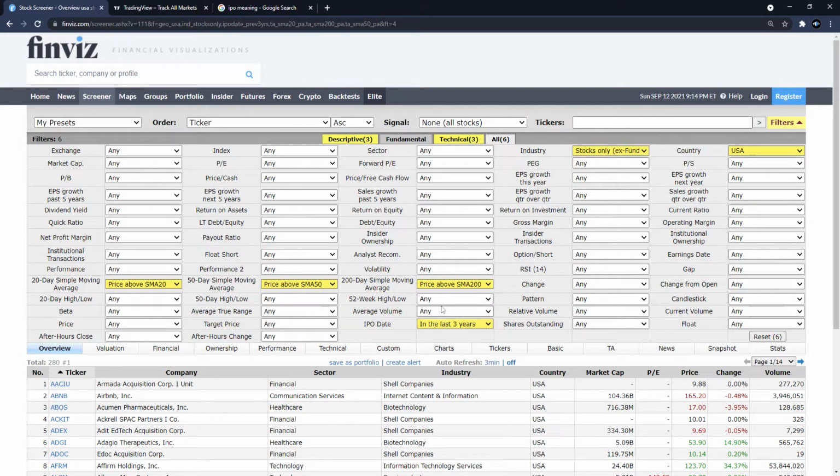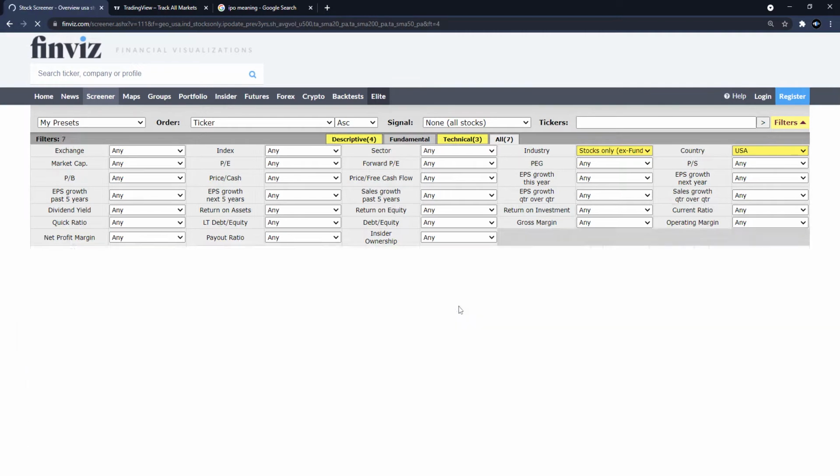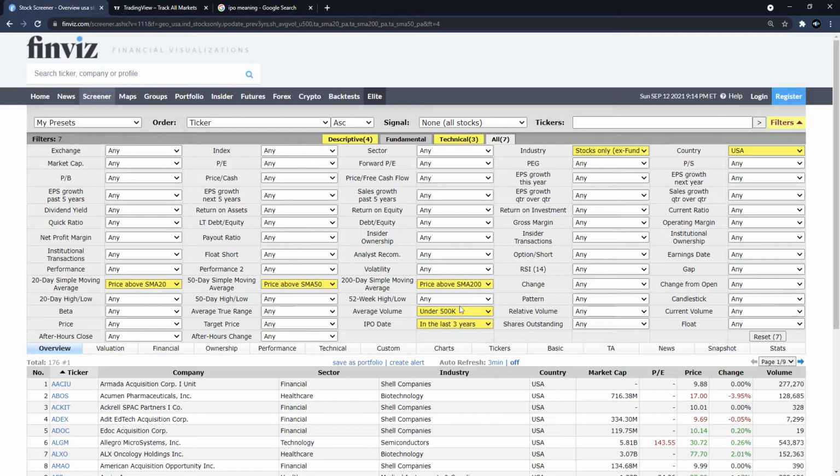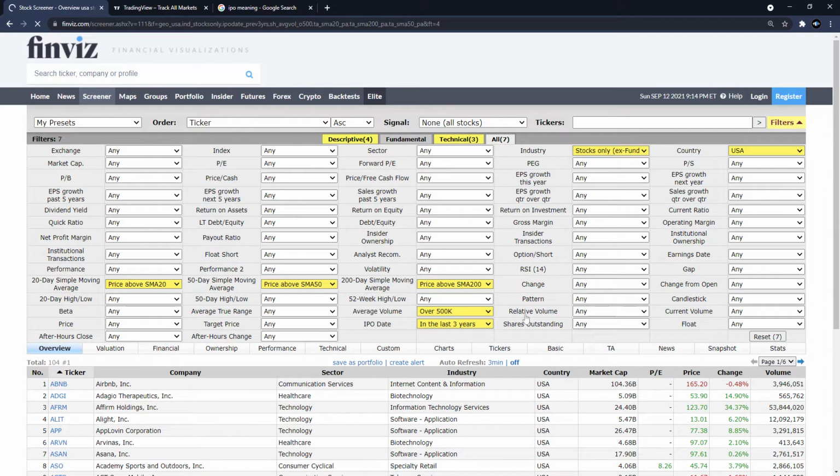And what we want here is liquid stocks, and with that I mean volatile stocks. And with that said, we want it to be over 500k. Not under, but over. Okay, over. This is a mistake. Over 500 or 750k, just about that.